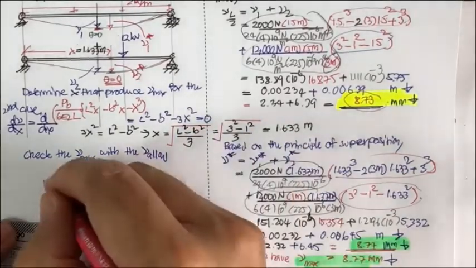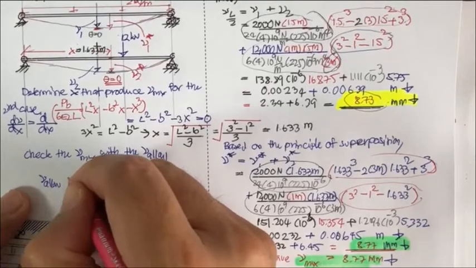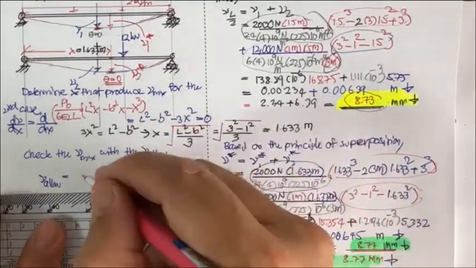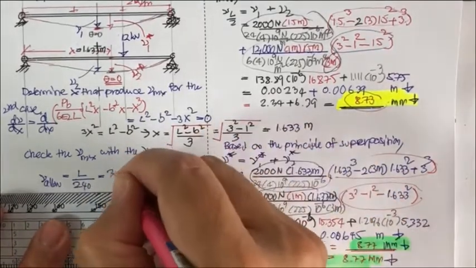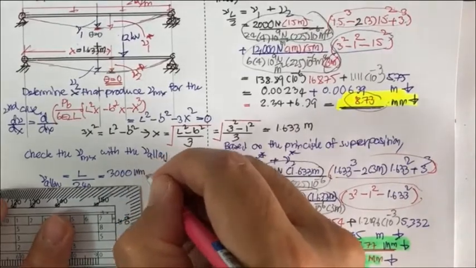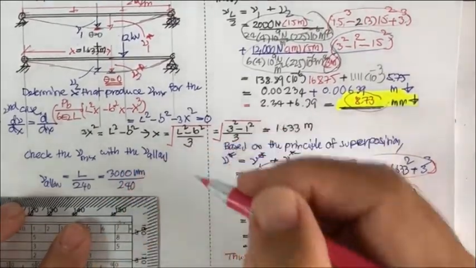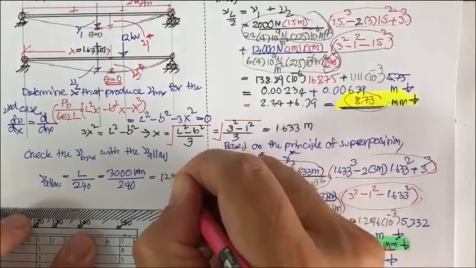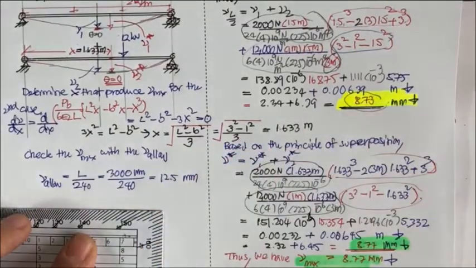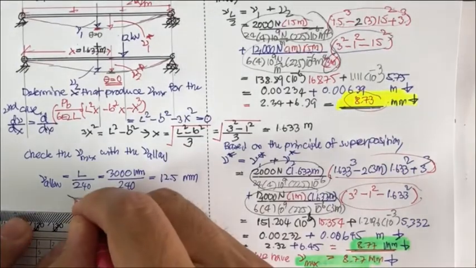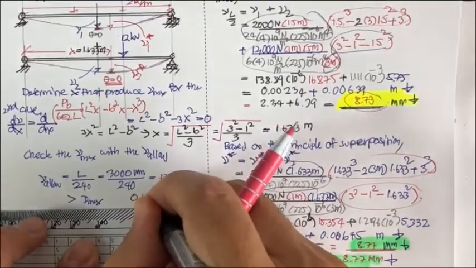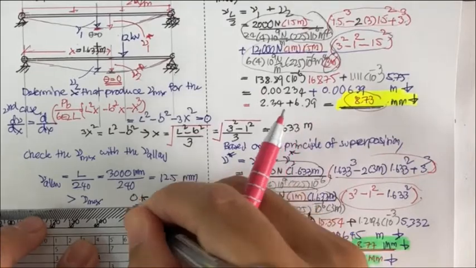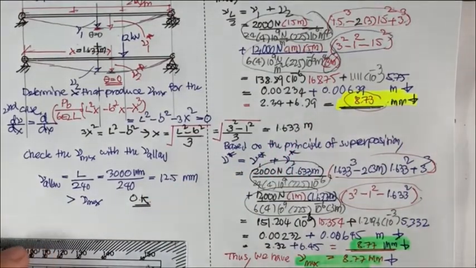What we allow, we have V allow is equal to the span L over 240, and this time we have 3000 millimeter divided by 240. That is going to be 12.5 millimeter. What we have is the V allow is larger than Vmax, therefore the beam is safe enough, in the case of no wall under the beam.